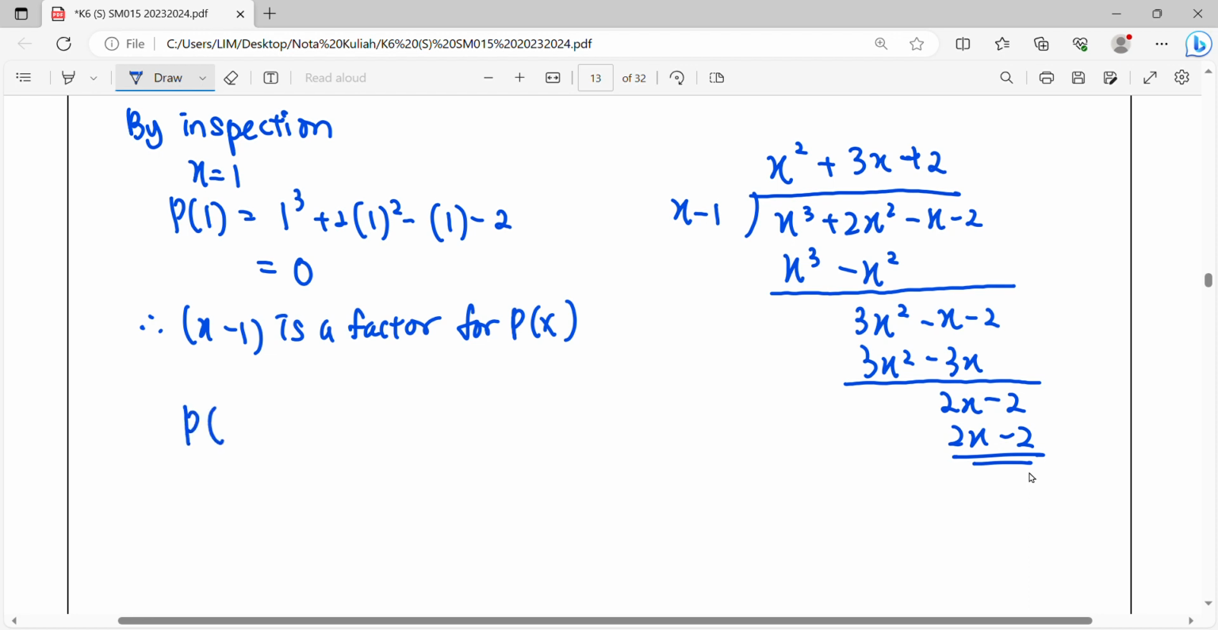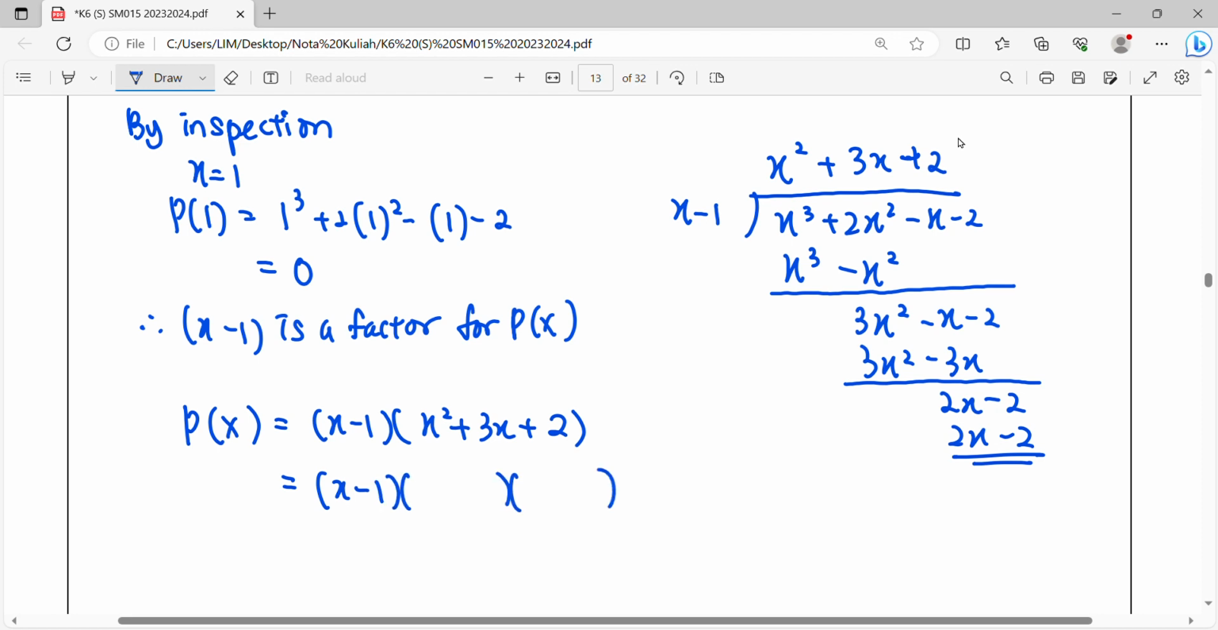After that, we rewrite our polynomial. So one of our factors is x minus 1. And then our quotient here is a quadratic. Then from here, we can factorize it completely by looking at this quadratic. So factorize this quadratic, we can get x. Of course, you can use your calculator to help you. So you just need to show out how you get this factor.